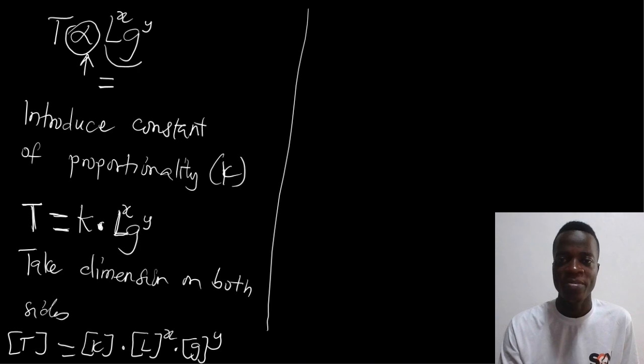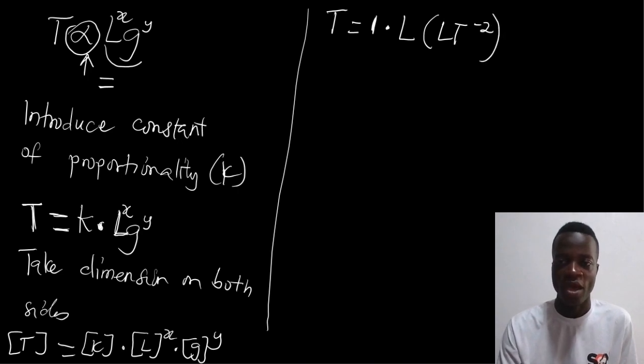So T is period, and period is time, so the dimension is capital T. The dimension of a constant we said is 1. K is a constant of proportion, so it's 1. L is the length, the distance from the question, so it's capital L. Acceleration is what? LT to the power negative 2, because it's acceleration due to gravity. So L is to the power x, and then g is to the power y. So we are just taking the dimension, and we maintain that.